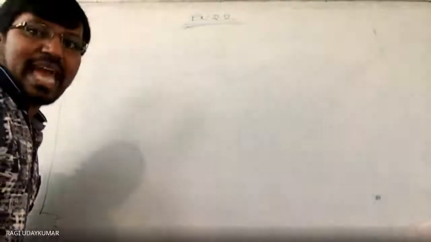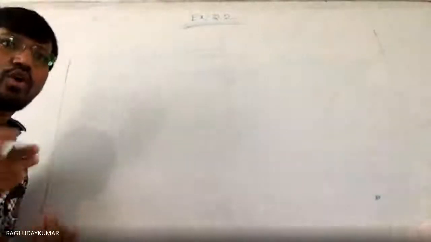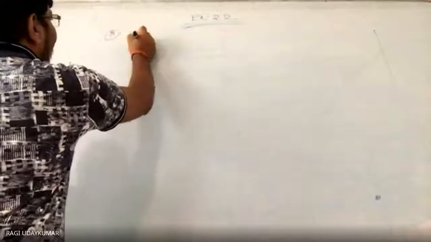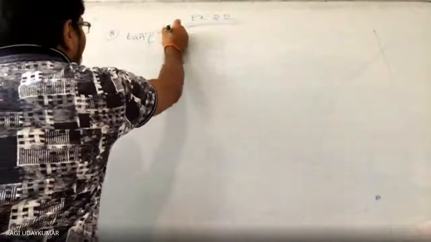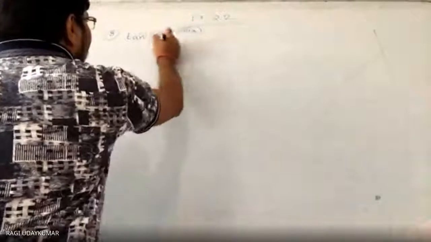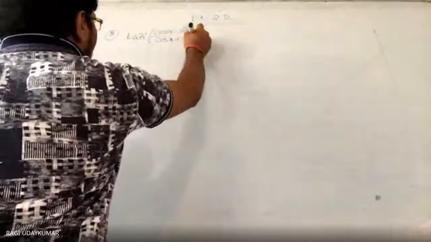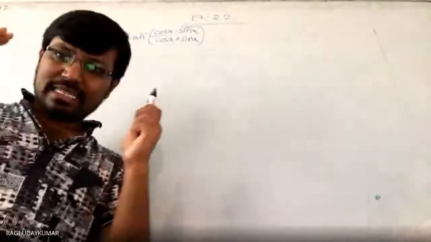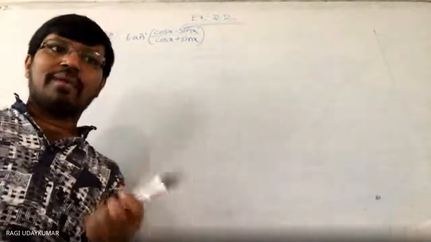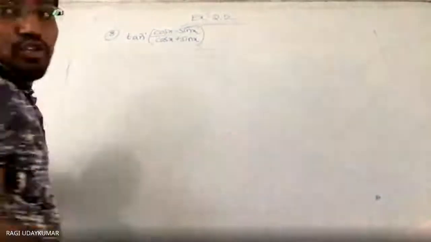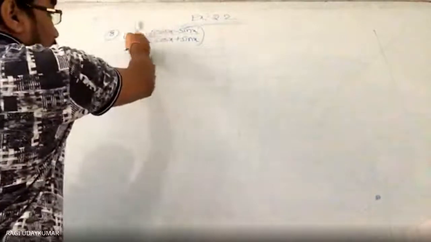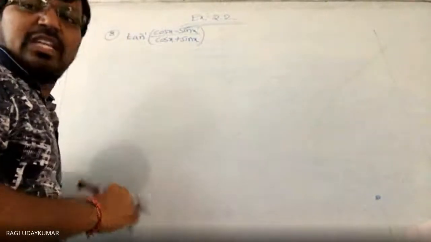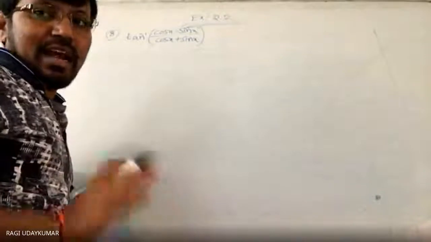Next problem is tan inverse of cos x minus sin x by cos x plus sin x. So better you convert what is inside the bracket into the form of tan. You try to convert it into the form of tan. So how do we convert it into the form of tan? You can take cos x common in the numerator and denominator, or you can divide by cos x in the numerator and denominator.